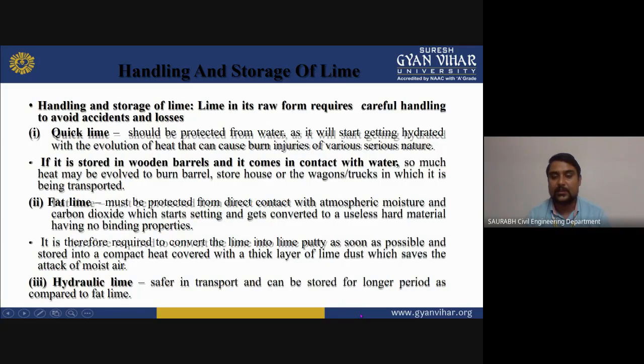Hydraulic lime is safer in transport. Quicklime is more dangerous, actually. When it comes in contact with water, it will be hydrated and produce a lot of heat, which can cause burning and very serious accidents. So hydraulic lime is safer in transport and can be stored for a longer period compared to fat lime, because when it comes in contact with water, it will not produce heat, since there is already water in the hydraulic lime.